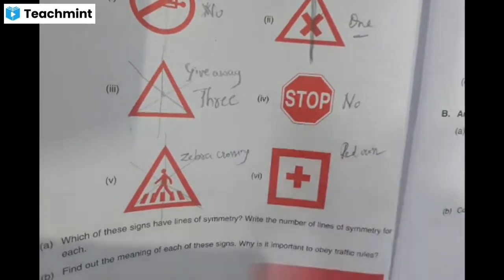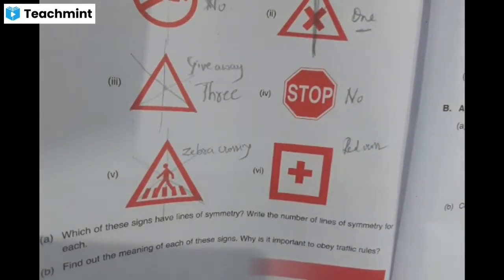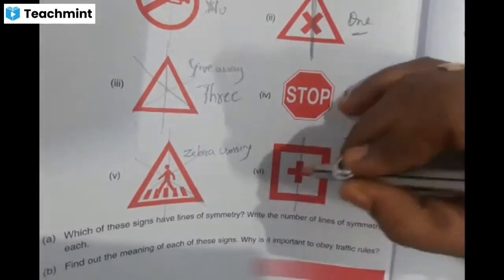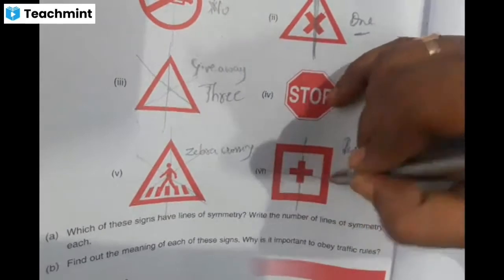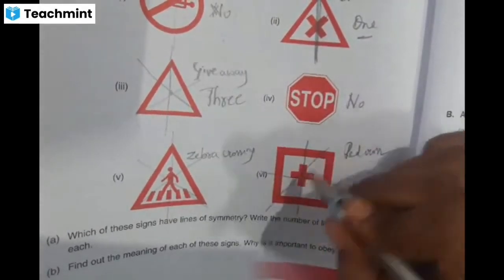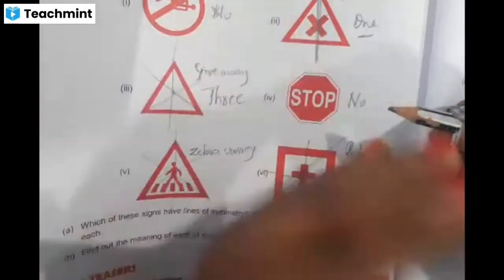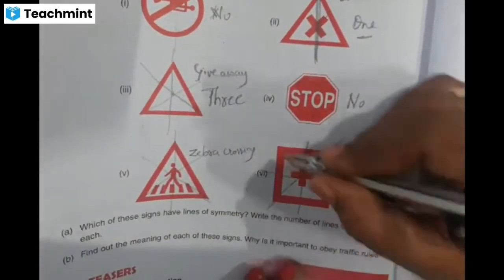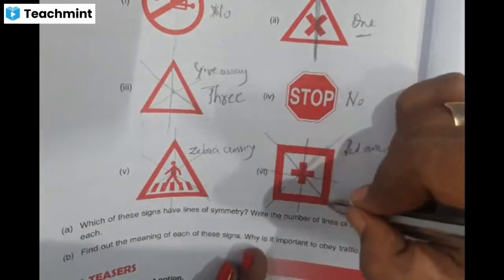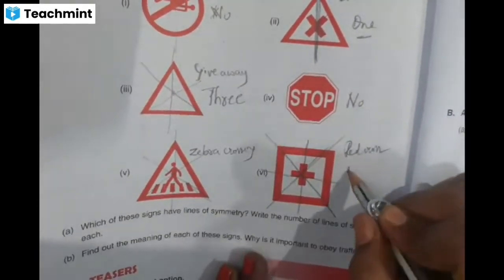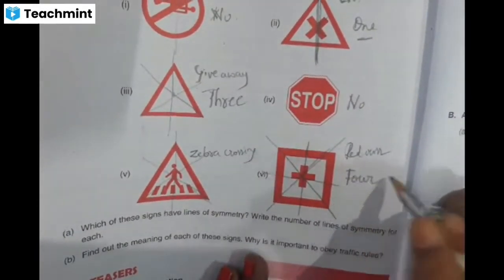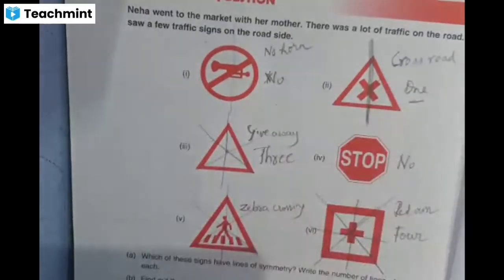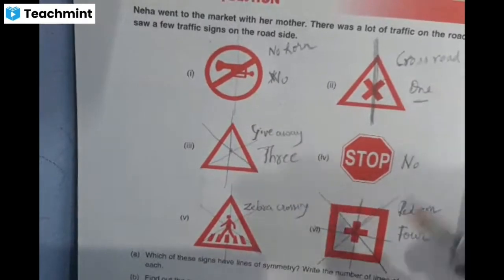And how many lines of symmetry will the 6th one have? Let us see. One is first, second, and then third. If I fold it from the corners, then also I am getting the same image here. They are going to coincide. And the 4th one. Therefore, totally we will get 4 lines of symmetry. Here in these 6 cases, we are getting lines of symmetry in 3 cases, children.